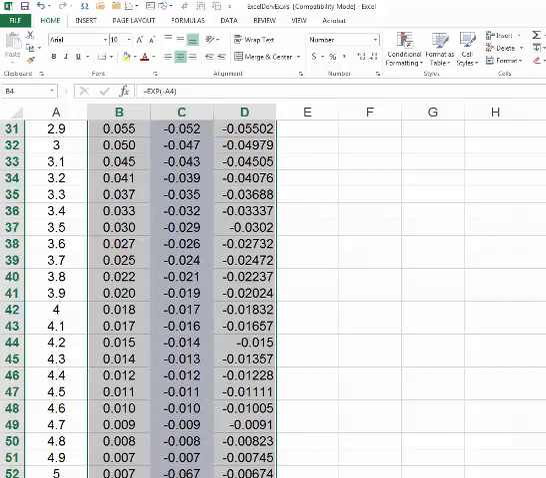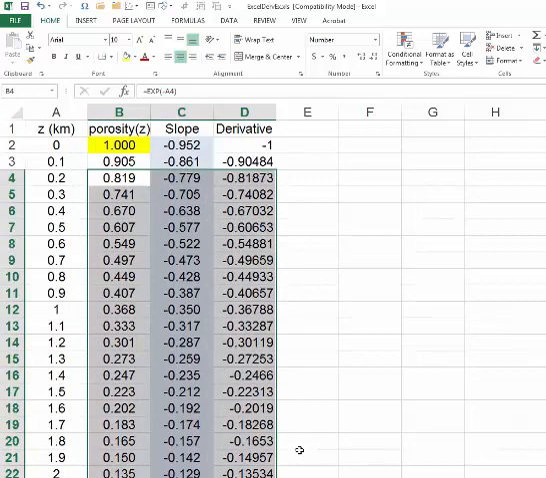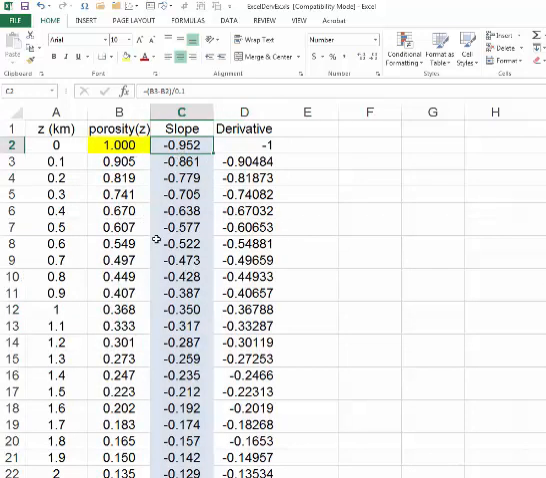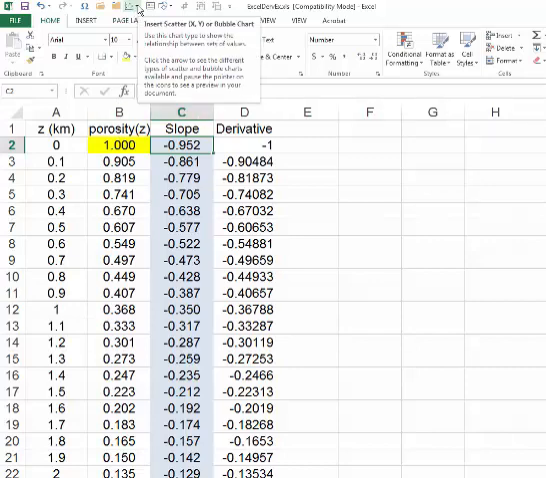And so we have everything plotted up, or got the slope, the derivative, porosity, columns all populated. The next thing to do would be to put together a plot.